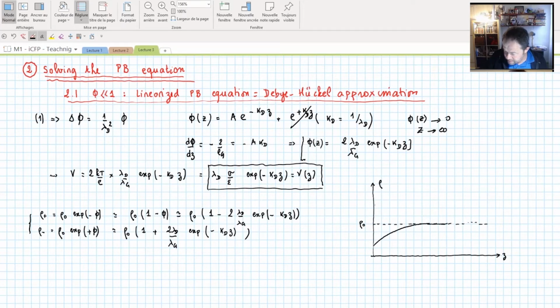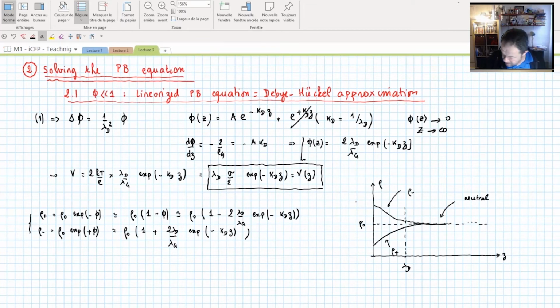One is like that, and one is like that, which makes that here it's neutral. Here we have a length scale which is a Debye length, and here I have written rho minus. Here I have written rho plus, and here I can write the values just because I've calculated them.